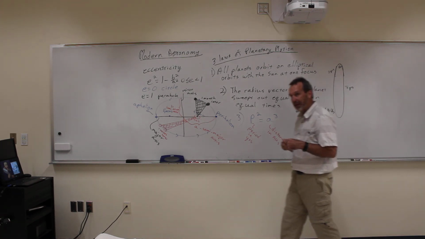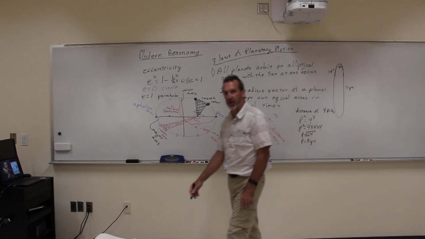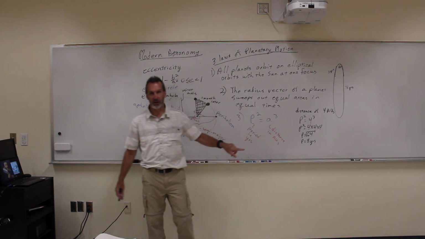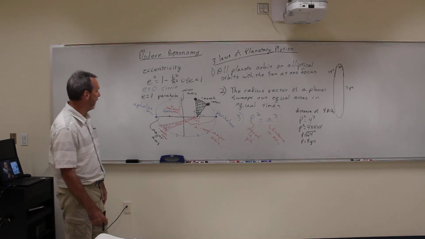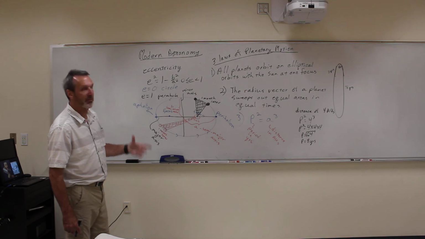So if we had a planet at a distance of 4 AUs, it would take 8 years to go around the sun. So it's a fairly simple thing. You just plug it into this formula right here. If you know P or if you know A, you can figure out what the other one is. All right. So those are Kepler's 3 laws of planetary motion.